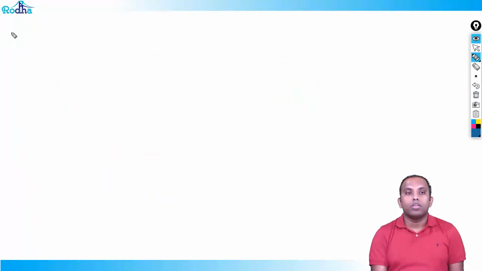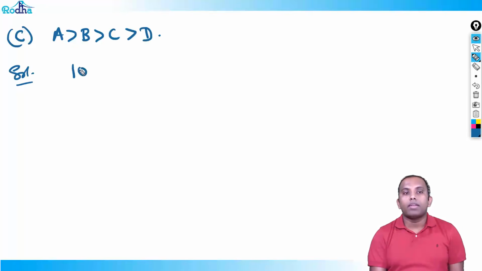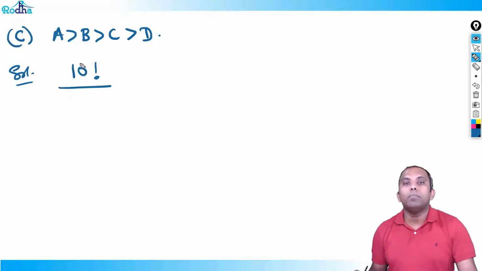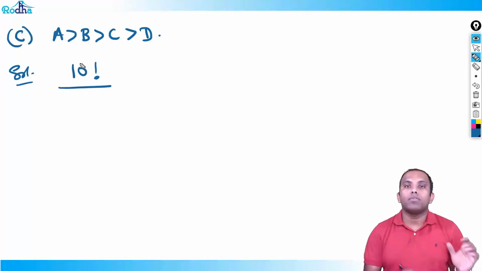Okay. Now, the third question. Same thing. A has to be greater than B. B has to be greater than C. C has to be greater than D. Same thing here. 10 people can be ranked in 10 factorial ways, right? In that, A has to be above B, B has to be above C, C has to be above D, right?